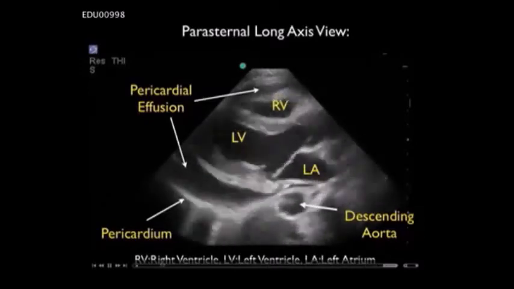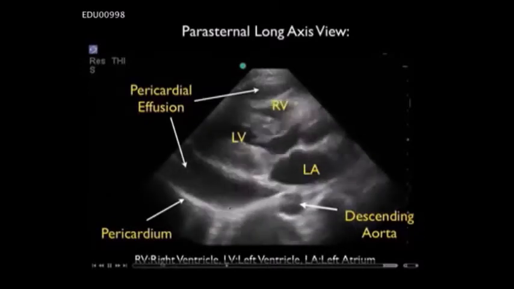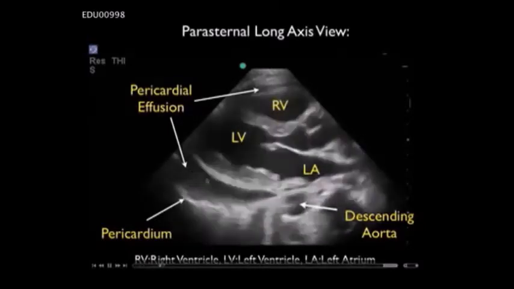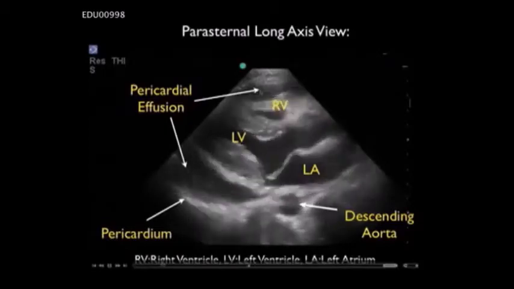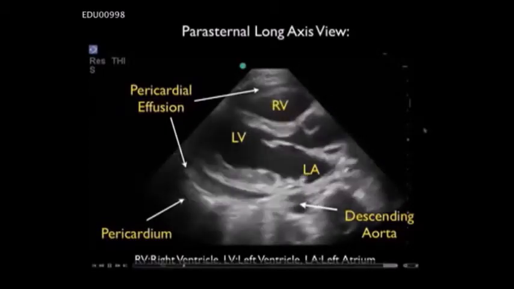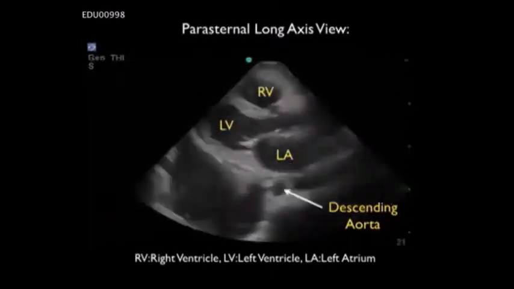Now we see anechoic or dark fluid around the heart here, but notice that it's anterior to both the descending aorta and the posterior pericardial reflection, and therefore is within the pericardial sac. And in fact here we can see some fluid anterior to the heart as well as posterior.